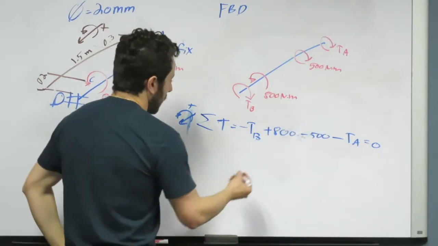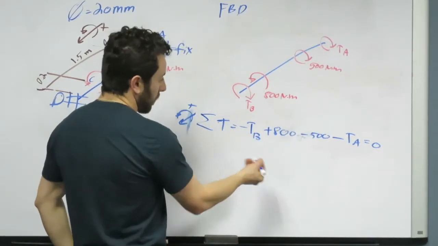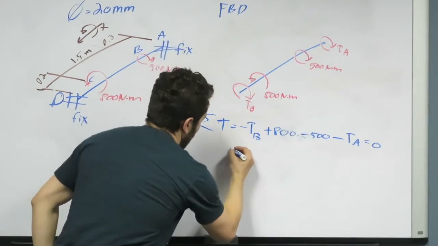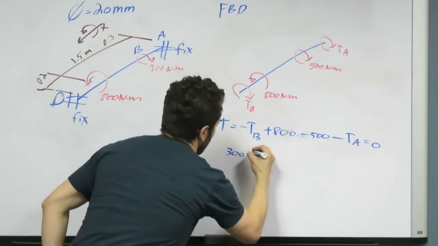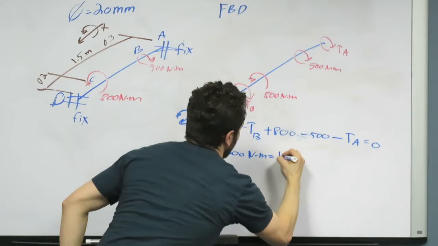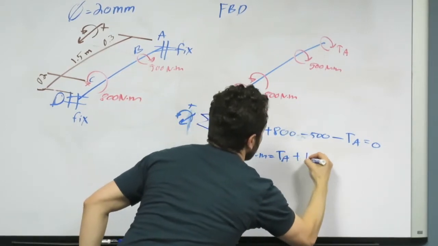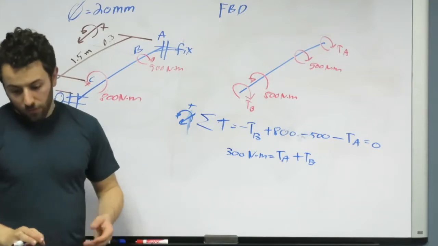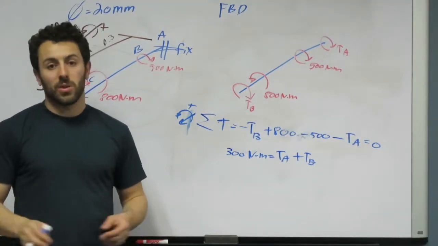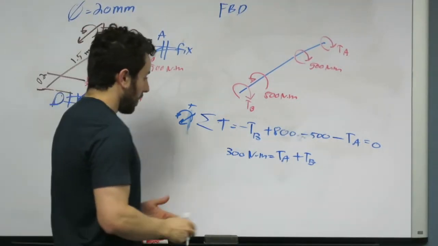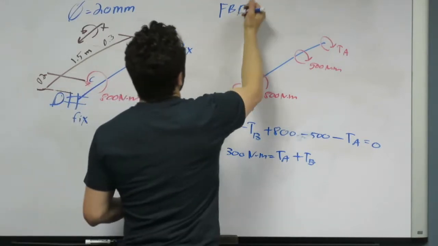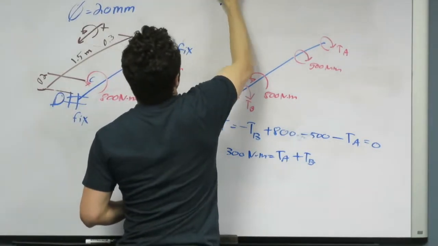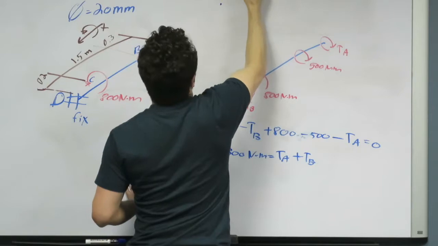So ultimately we have two unknowns. So we get 300 newton meters equals TA plus TB, right? Pretty straightforward. So now let's just do compatibility. Knowing that these are fixed, we can assume that our compatibility equation from A to B is 0.